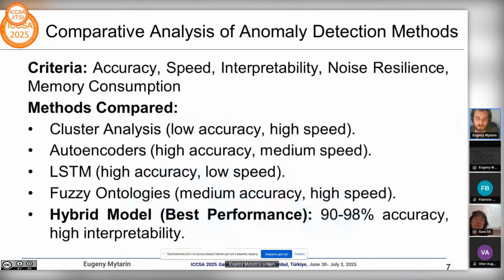So, to identify the best approach, we evaluated several methods. Cluster analysis is fast but less accurate. Autoencoders offer high accuracy but are slower. LSTM networks excel in accuracy but lack interpretability. Fuzzy ontologies provide interpretability but moderate accuracy.